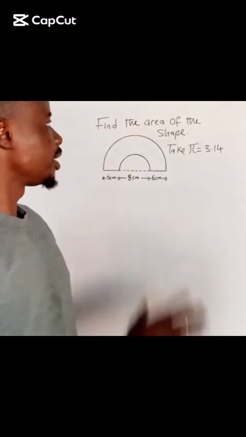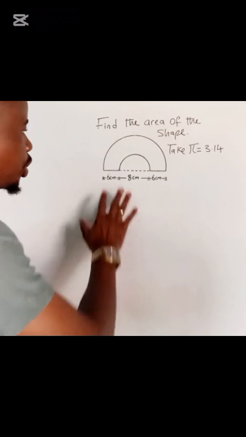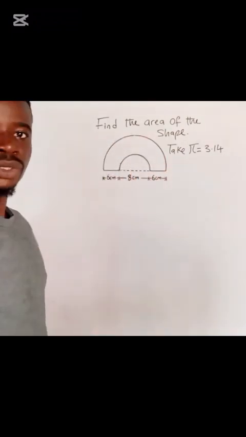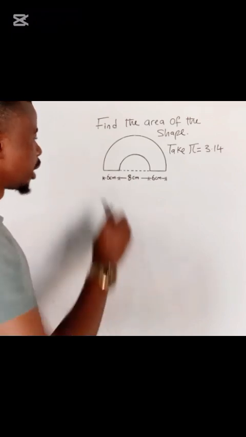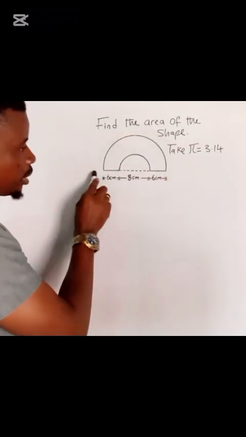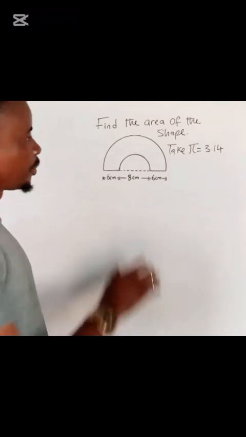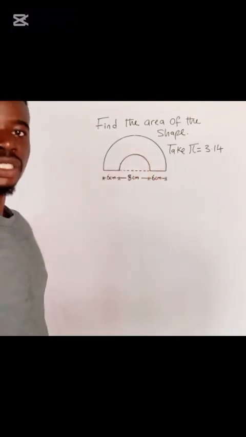If you're asked to find the area of this shape, what do you do? Look at the shape closely. You can see that the shape is made up of two semicircles: the major semicircle from this region down here and the minor semicircle. So the area of this shape will be the difference in the areas of these two semicircles.